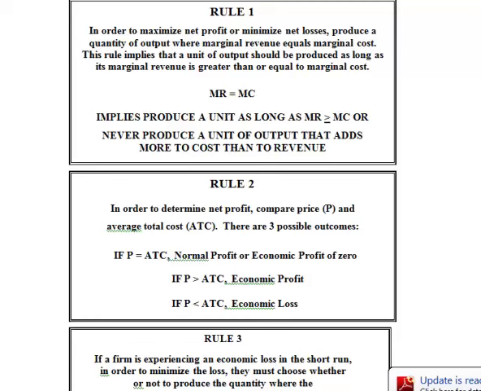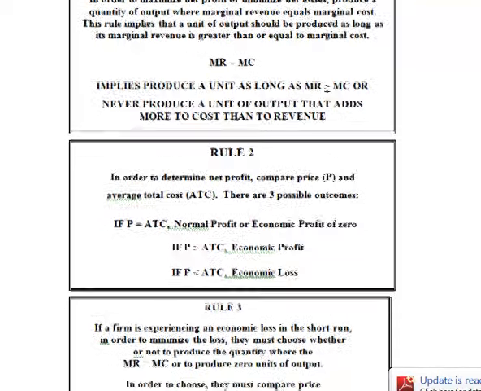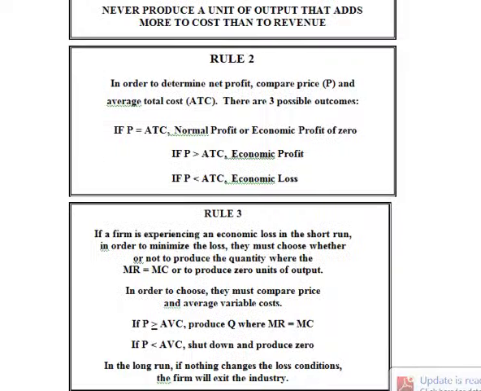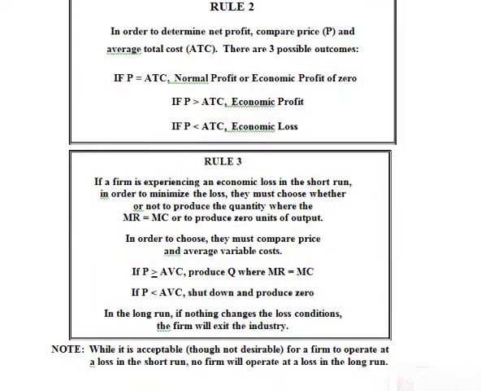Rule 2 tells you, well, if you want to know if the firm is making a profit or a loss, then you have to compare price and average total cost. If price equals average total cost, they're earning a normal profit or an economic profit of 0. If price is greater than average total cost, then they're earning an economic profit. And if price is less than average total cost, they're experiencing an economic loss.